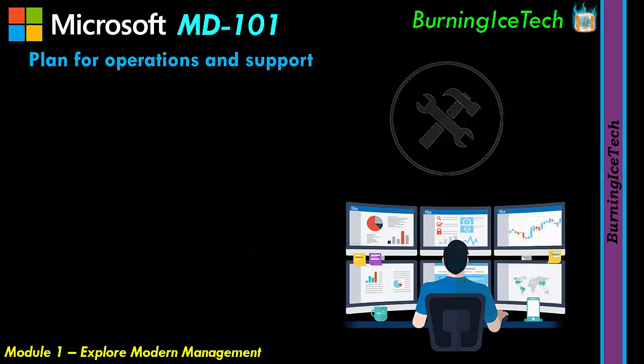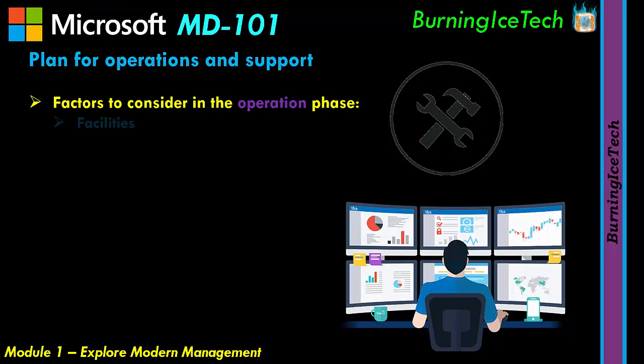Plan for operations and support. So some of the factors to consider in the operation phase, I'm going to give you guys another phase in a moment. But with regards to the operation phase, facilities. Where are you going to be based? Where are your users going to be based? Will you have servers? And if so, are they physical? And if they are, where are they based?